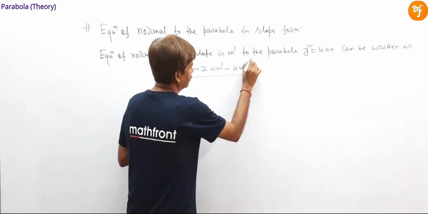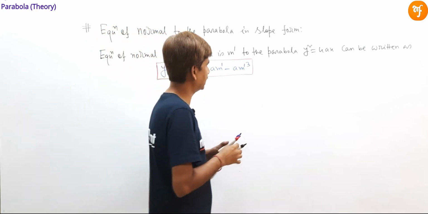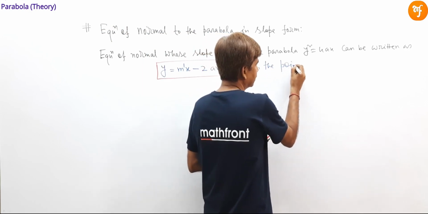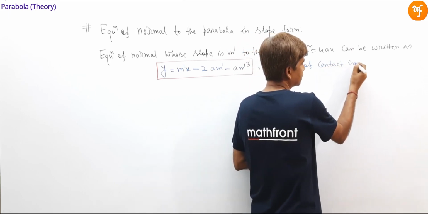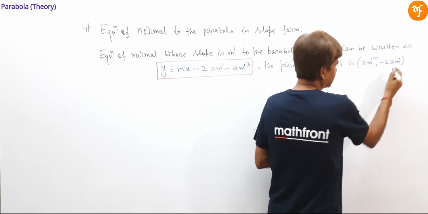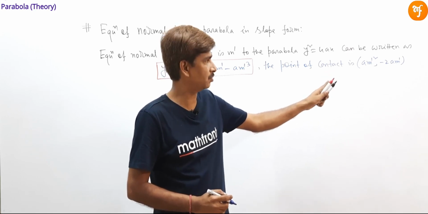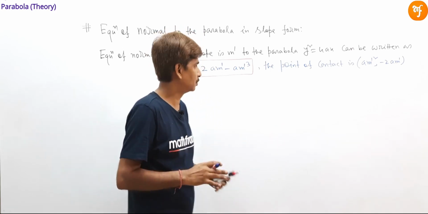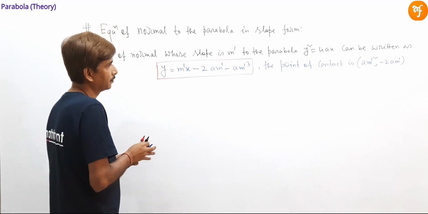So you must remember. Okay, and what will be the point of contact? The point of contact will be a m dash square comma minus 2a m dash. That is, the x coordinate will be a m dash square and the y coordinate of the point of contact will be minus 2a m dash. Understand? So for your better understanding, I am drawing the curve also. So let's draw the curve.